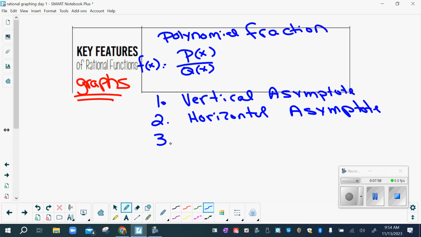Sometimes these guys touch the x-axis. And that is called an x-intercept. And when that happens, it makes our graphing so easy. So easy.